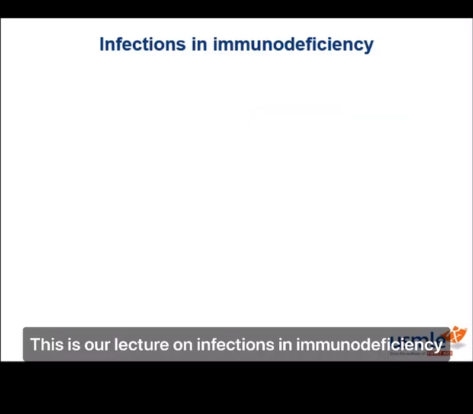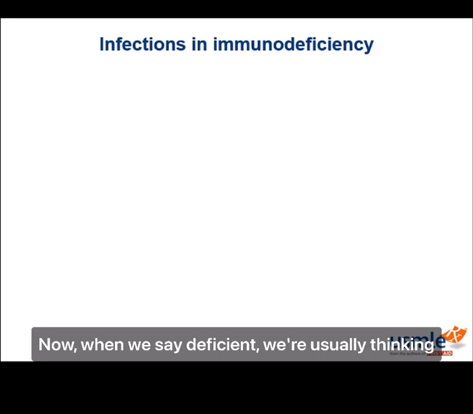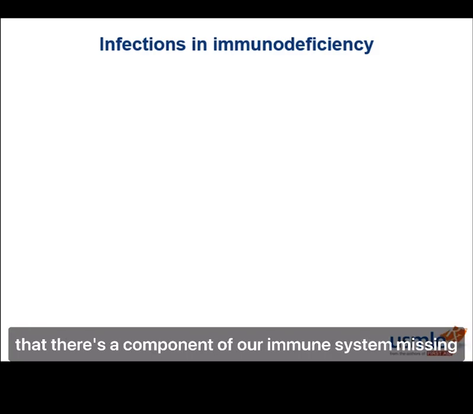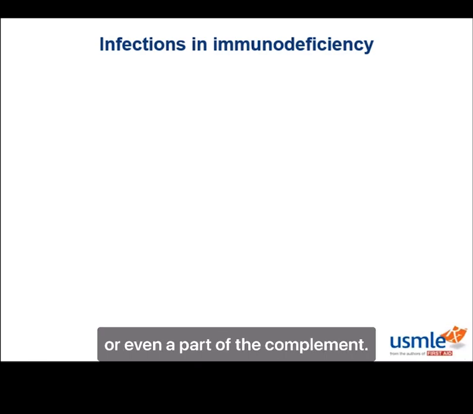Hi everyone, this is our lecture on infections in immunodeficiency. So let's get started. Now, when we say deficient, we're usually thinking that there's a component of our immune system missing, whether it's our B cells, T cells, granulocytes, or even a part of complement.